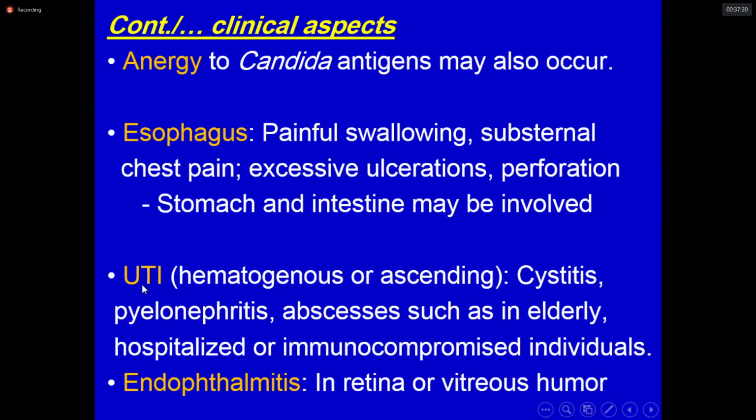The urinary tract also. The urinary tract could get Candida albicans infection through the blood, hematogenous spread, or ascending from the urinary tract itself. You start with cystitis and then pyelonephritis. Abscesses could be also seen in these areas, especially in old people, because these are susceptible to Candida invasion. Also in hospitalized patients, in immunocompromised individuals. Another infection is infection of the eye, endophthalmitis. It can reach to the retina. It can reach to the vitreous humor, السائل الزجاجي بالعين.